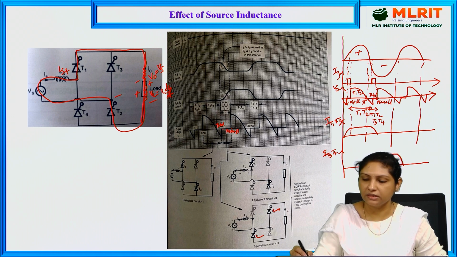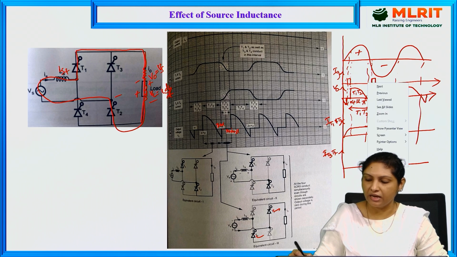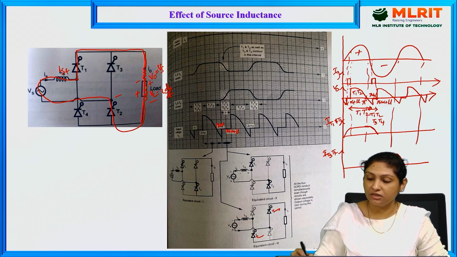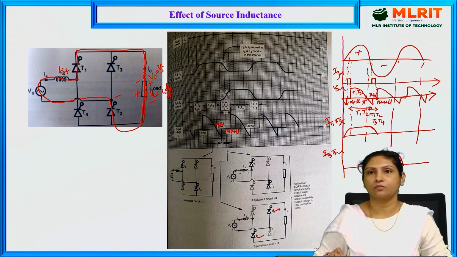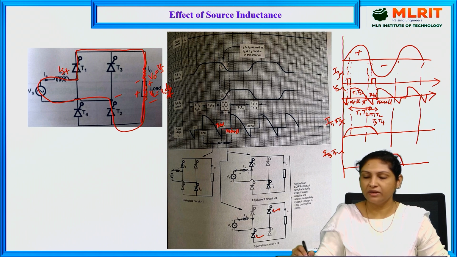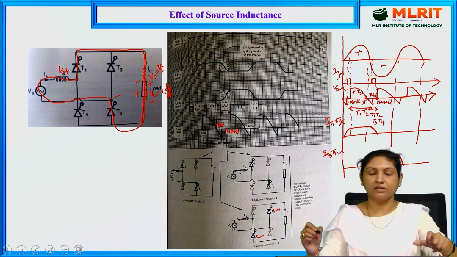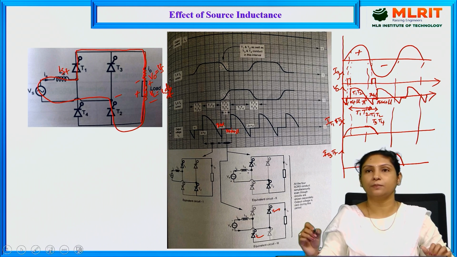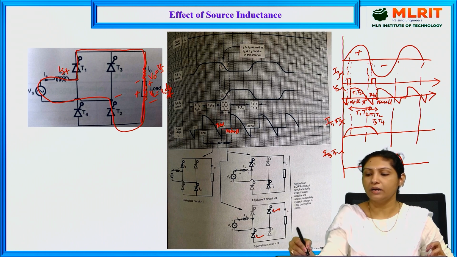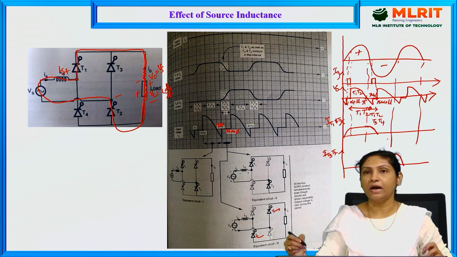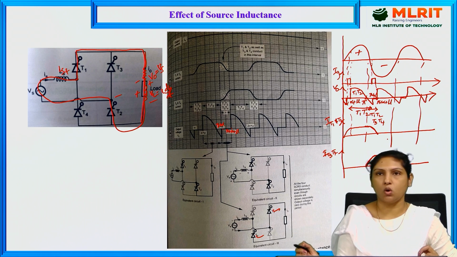So at this instant, current through T1 and T2 is getting reduced, and at the same instant current through T3 and T4 is actually increasing. And finally, T1, T2 is getting turned off once the energy stored in the source inductor is completely dissipated, and by that time, because of the negative half cycle, T3 and T4 are getting turned on.